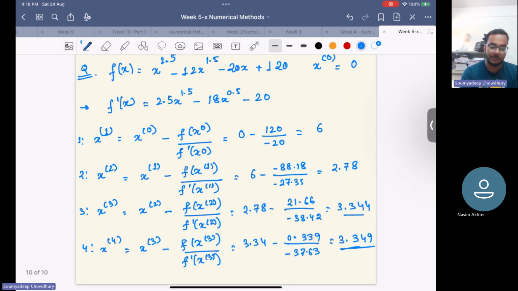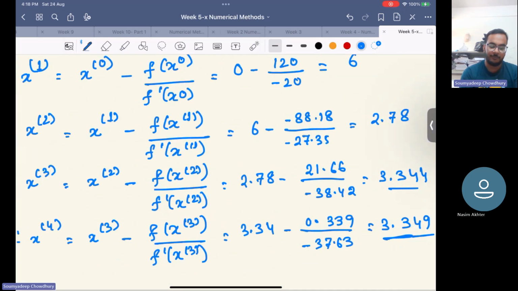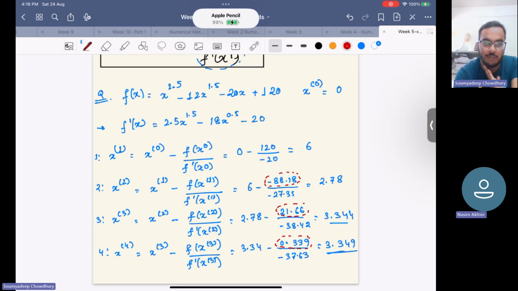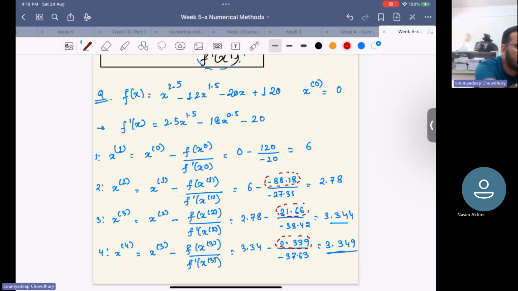So from this example also you can see here, gradually this f of xi, that is this value, see here it was some minus 88, right? Then it reduced to 21. Then it reduced to 0.339. One or two more iterations if you do, it will reduce even further. So try to understand from this perspective also, because otherwise you will just end up memorizing these formulas and you will not appreciate the beauty of this technique.